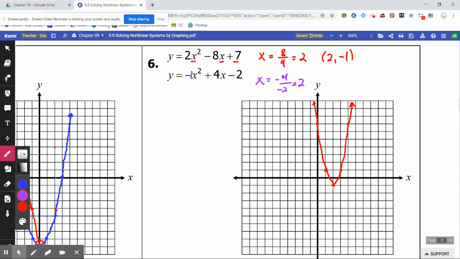So 2 is our x value for a vertex. Plug that in. Make sure you square it first. That's negative 1 times 4, which is negative 4, plus 8, which is 4 minus 2, which is 2. So 2, 2 is the vertex on my second parabola, which is located right there. And let's again make us a table of values. Plug in some values on each side. Again, 1, 0, and negative 1 are smaller numbers and easier to plug in.